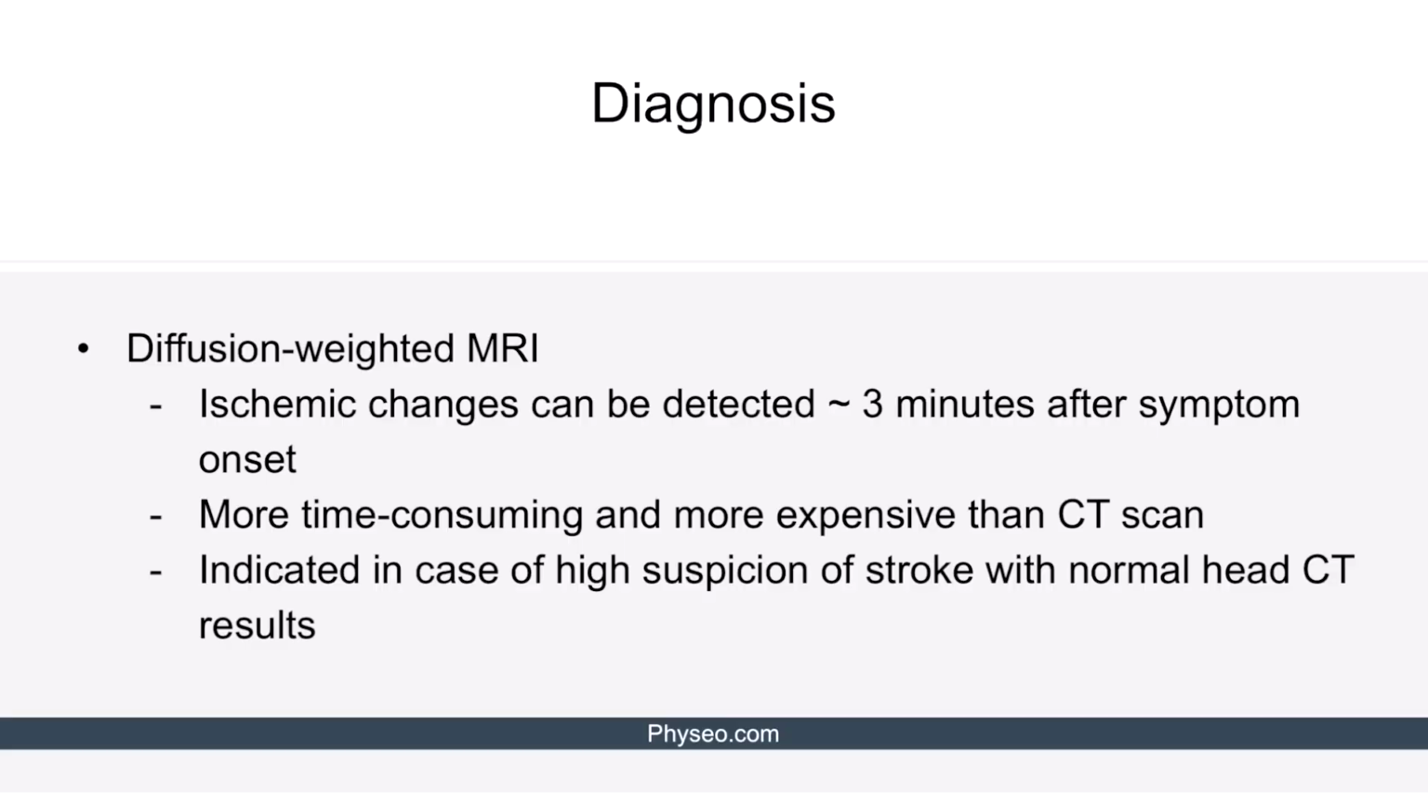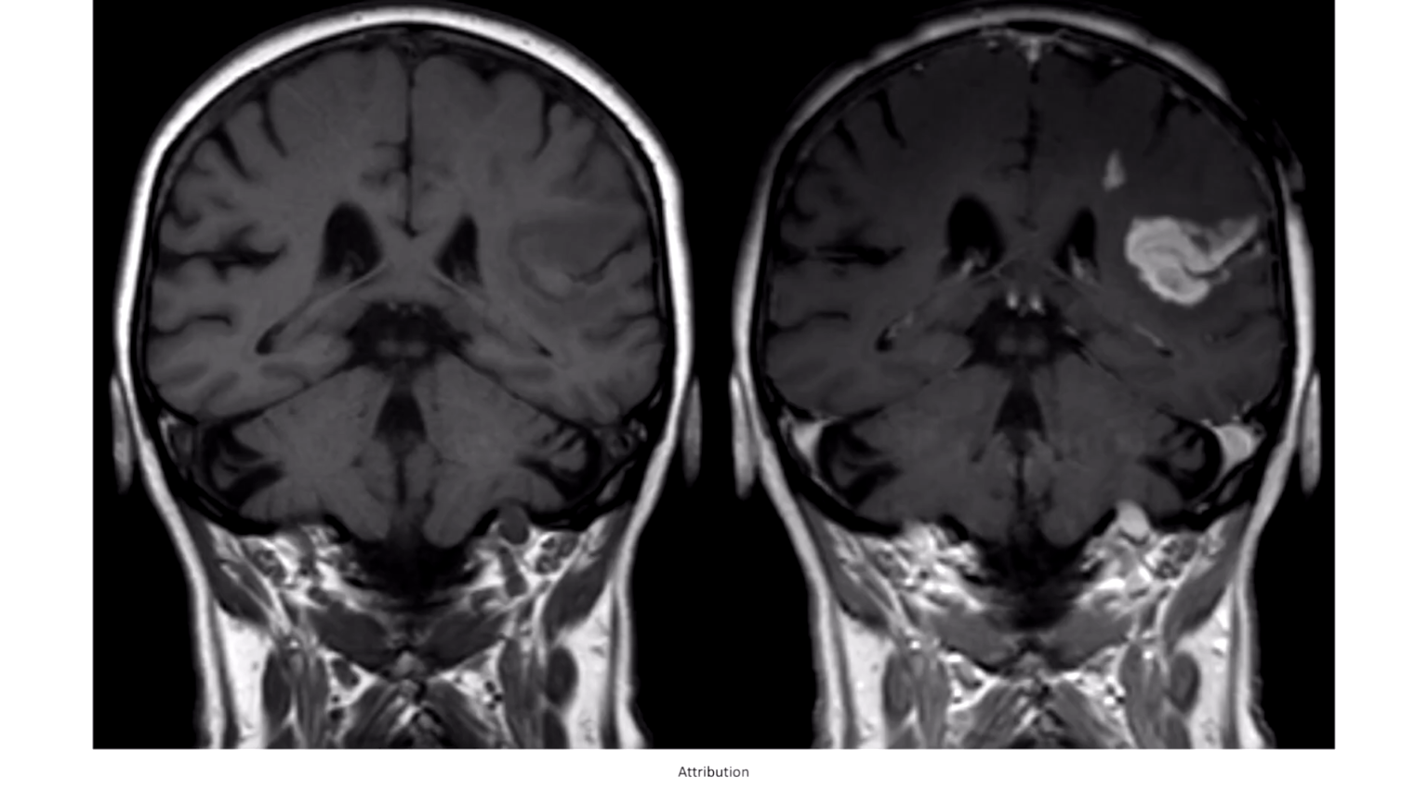An alternative imaging modality for detection of ischemic stroke is diffusion-weighted MRI. MRI can detect ischemic changes approximately 3 minutes after symptom onset. However, it is more time-consuming and more expensive than CT scan. Diffusion-weighted MRI is indicated in case of high suspicion of stroke with normal head CT results. Here we see an MRI scan of the brain showing ischemic stroke.